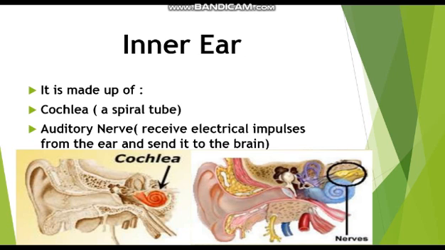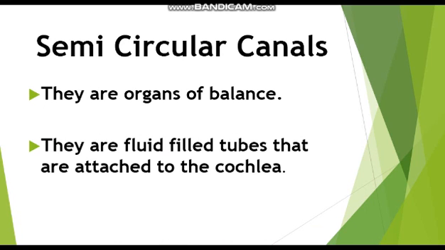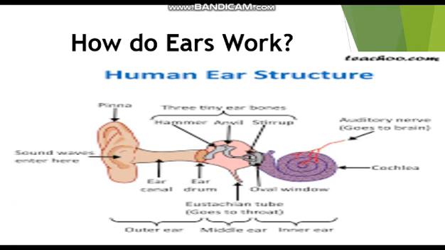Then the inner ear. The inner ear is the innermost part of the ear, and it is made up of the cochlea and the auditory nerve. You can see in the picture, the cochlea is a spiral shaped bone just like a snail and plays an important role in the sense of hearing as it contains the nerve cells, whereas the auditory nerve transfers the sound information from the cochlea to the brain. Semicircular canals are also parts of the inner ear, and they are the organs of balance. They are fluid filled tubes that are attached to the cochlea, and the fluid moves when a person is moving.